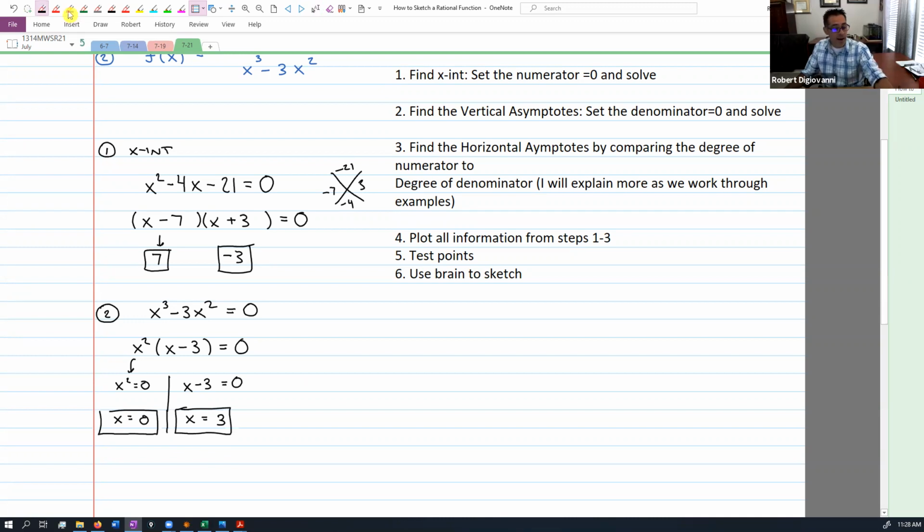So right now we have 2 x-intercepts. We have 2 vertical asymptotes. Right now, you know you're going to need 5 test points because you have 2 x-intercepts and 2 verticals. But we're not at that step yet. I'm just pointing out that at this point, you know how many test points you need. The next thing is to find the horizontal asymptotes. So let's see here.